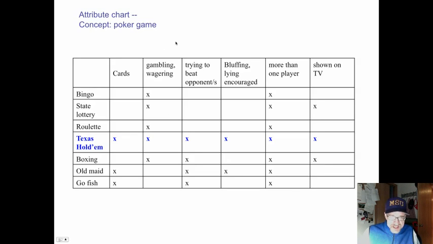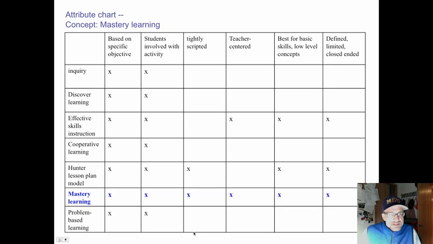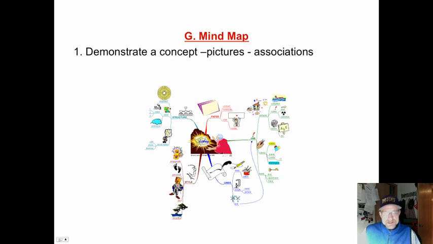Attribute, poker game. All right? The attributes here, the things there, they go down the list, bing, bing, bing. And if it has all the attributes, then we can say it is a poker game. Attributes, mastery learning. All right? Attributes there, things there, bing, bing, bing, has all the attributes, then it is mastery learning. Adopt and adapt. Students can eventually create their own attribute charts. Lots of fun.